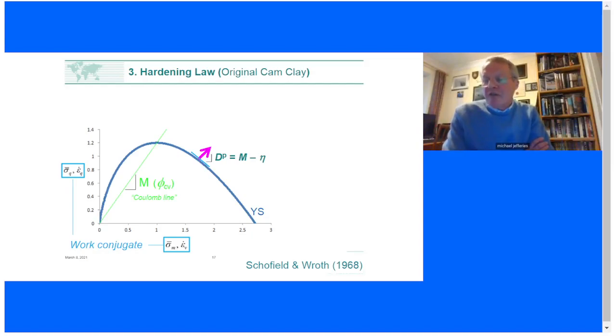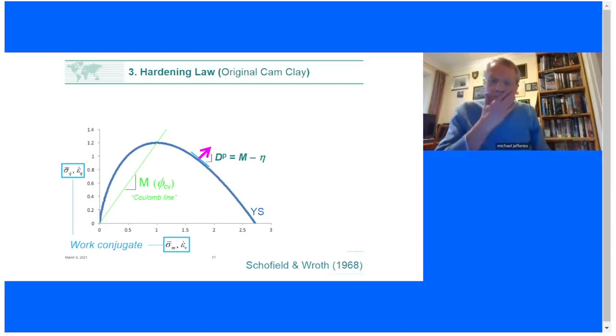I know the direction of that pink arrow because that is the equation I've just shown you from the Taylor-Bishop model. That is D equals M minus eta. D being the direction of the vector. It's the ratio of the volumetric. Bear in mind, this is two graphs on top of each other. The horizontal component of that pink arrow is the increment of volumetric strain, and the vertical component is the increment of distortional strain. So that is dP. So I know what my vector is simply from my stress state eta and my soil property M.